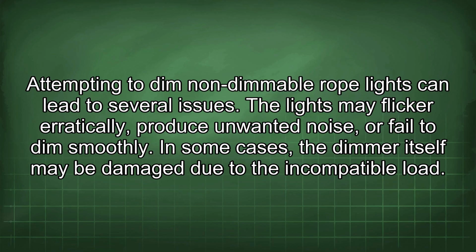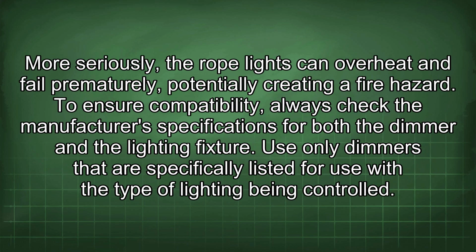Attempting to dim non-dimmable rope lights can lead to several issues. The lights may flicker erratically, produce unwanted noise, or fail to dim smoothly. In some cases, the dimmer itself may be damaged due to the incompatible load. More seriously, the rope lights can overheat and fail prematurely, potentially creating a fire hazard. To ensure compatibility, always check the manufacturer's specifications for both the dimmer and the lighting fixture. Use only dimmers that are specifically listed for use with the type of lighting being controlled.